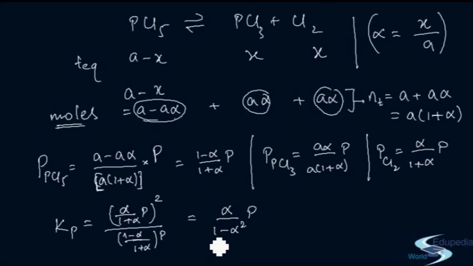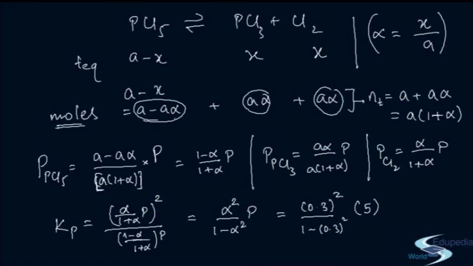So now if you look at the expression of Kp, this will be alpha square, so it will simply be equal to alpha square by (1 minus alpha square) into P. That is, it is completely in terms of alpha and total pressure. We know the value of alpha. It is 0.3, as we calculated in the previous slide. So 0.3 square, (1 minus 0.3 square) into total pressure. What is the pressure at equilibrium? In the question it has been given as 5 atmosphere. So simply substitute this value to get the answer for Kp.